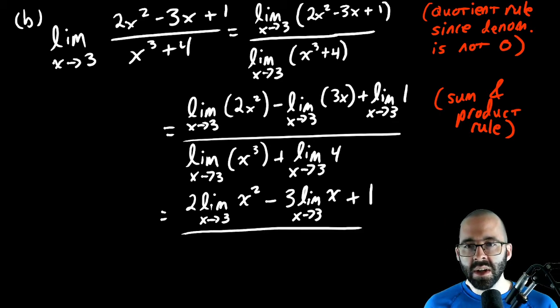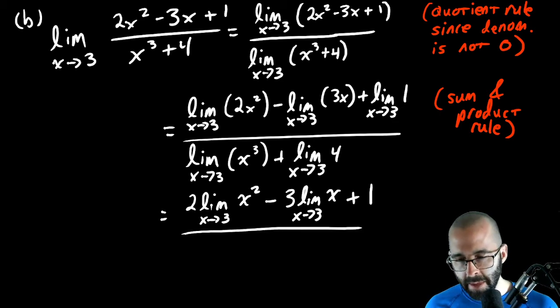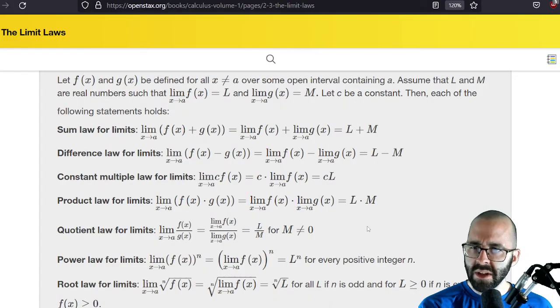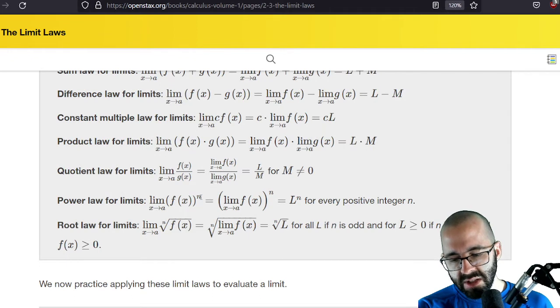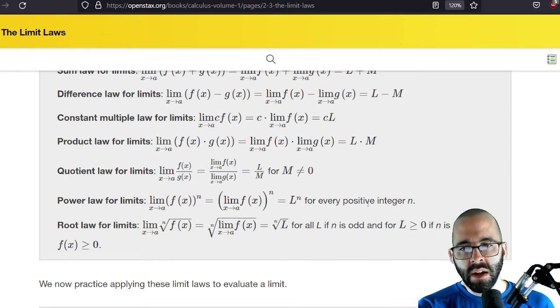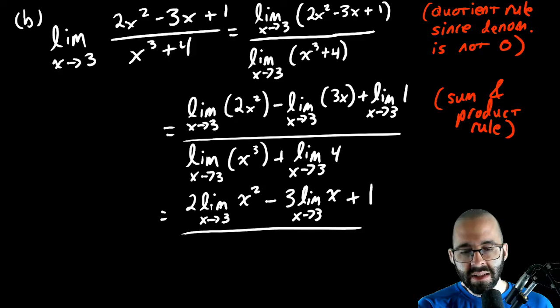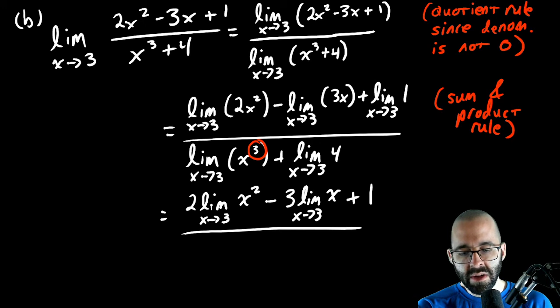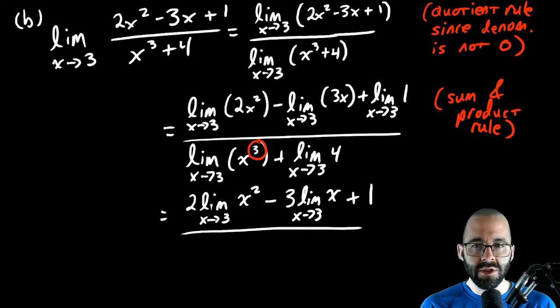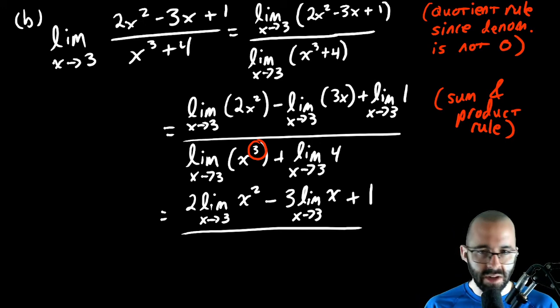And on the bottom, we're going to use the power rule. Okay? And the power rule was one of those later ones. What was the requirement for the power rule? We can evaluate the limit with an exponent as long as the exponent's positive and an integer. Check our exponent. Yes, that's a positive integer. 3 is positive. 3 is also an integer.